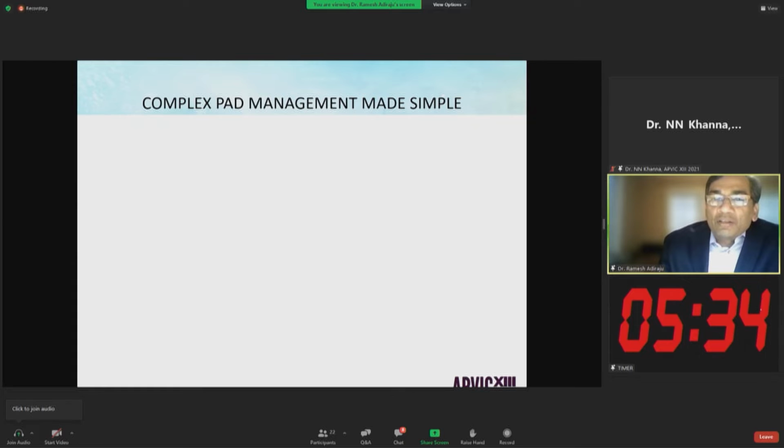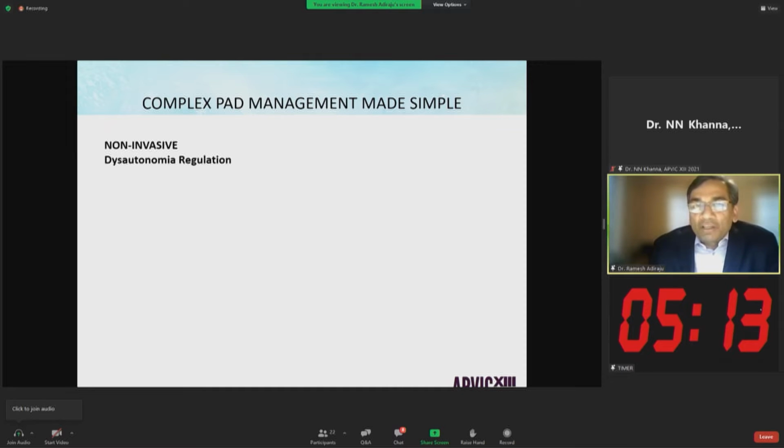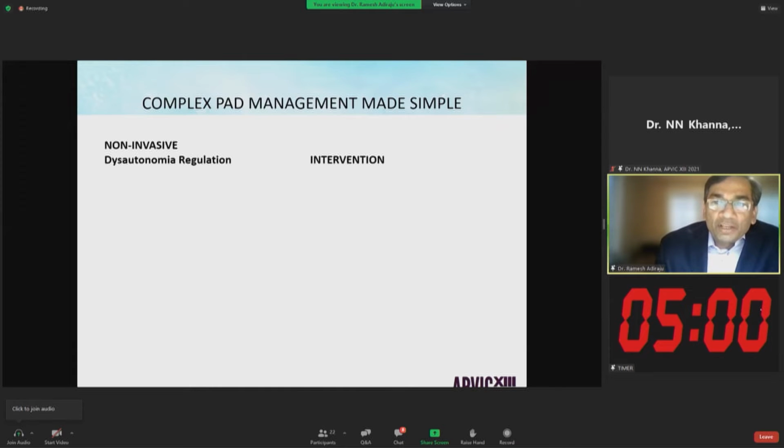So I decided to present this as a complex disease, PAD management made simple. There are two aspects to it: non-invasive and then interventional measures to make the procedure and their management simple. On the non-invasive side, Dr. Khanna knows I've been passionate about dysautonomia in vascular medicine and cardiovascular disease. We have protocols for this, which I will get to in a little bit.